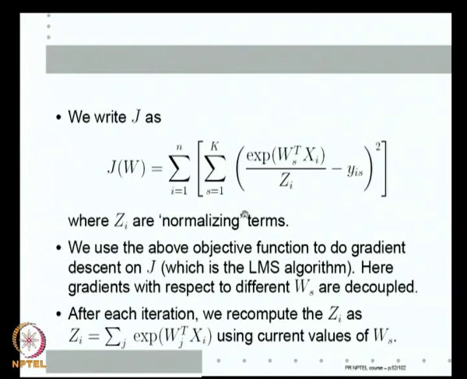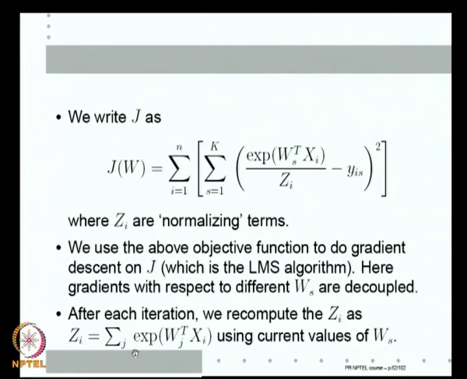Now, gradients become very simple terms. We use the gradient of J with respect to each Ws to find the new value of Ws, doing gradient descent individually on each of the Ws. After each iteration you recompute Z I using the new current values of Ws, right. This way is not completely decoupled, because iterations have to run in step, right.